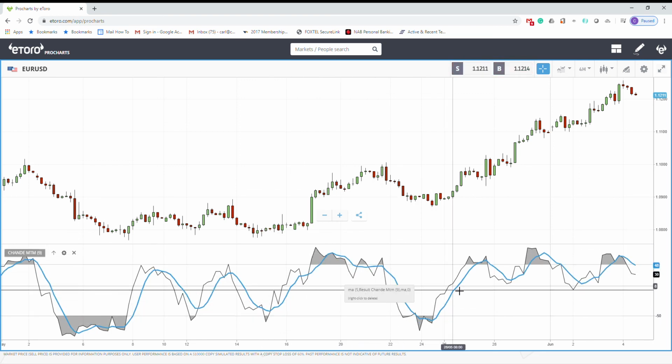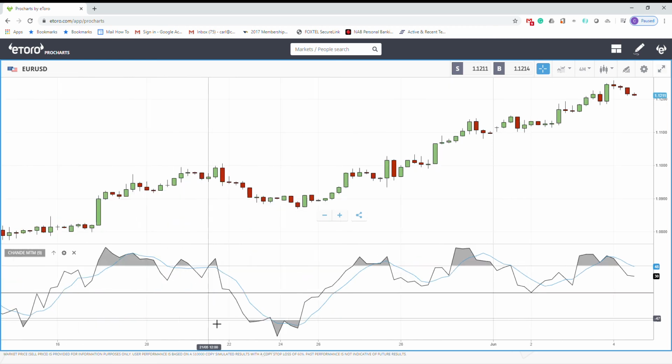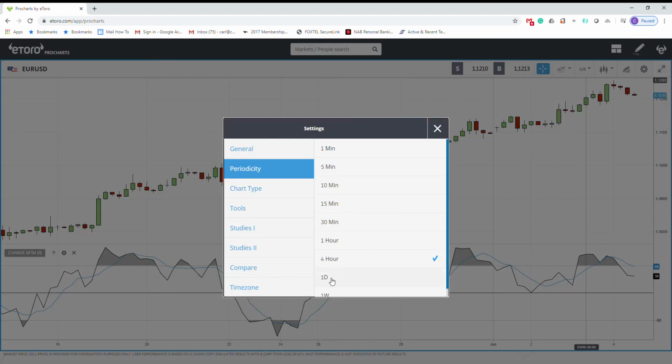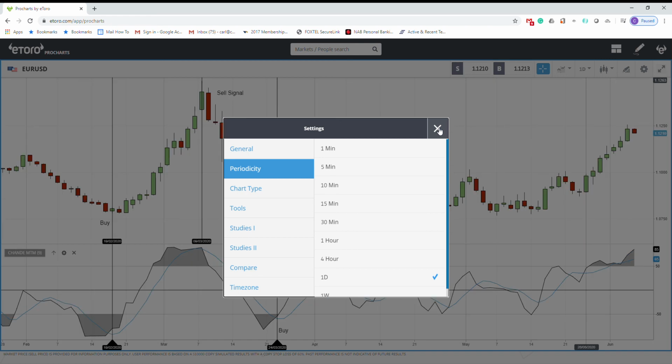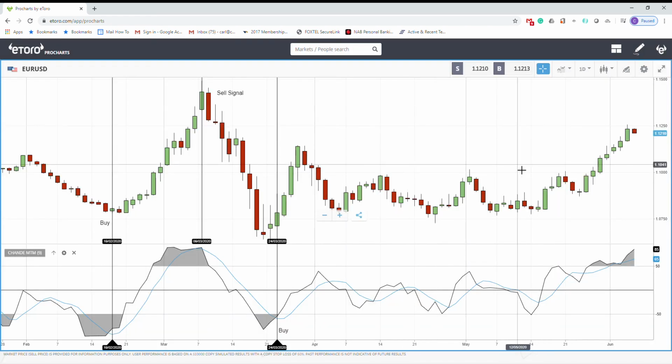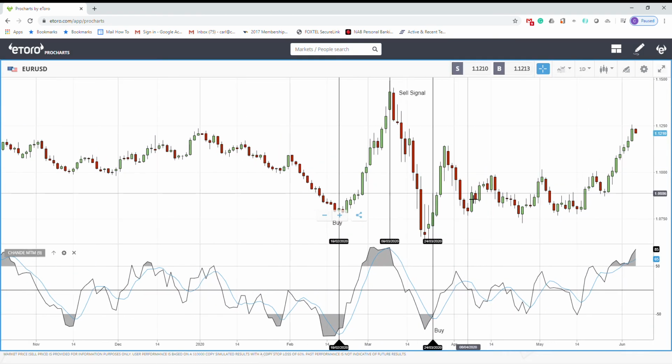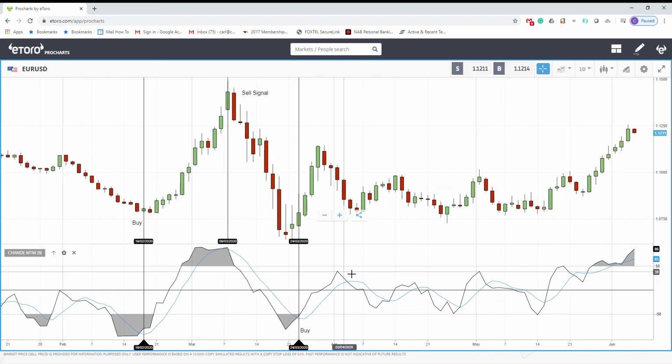So that's why I prefer using these overbought and oversold indicators like Chande momentum oscillator on bigger time frames, as discussed, on daily time frame. But the thing is, you should be patient. You can't just go in the market and open a trade every day.